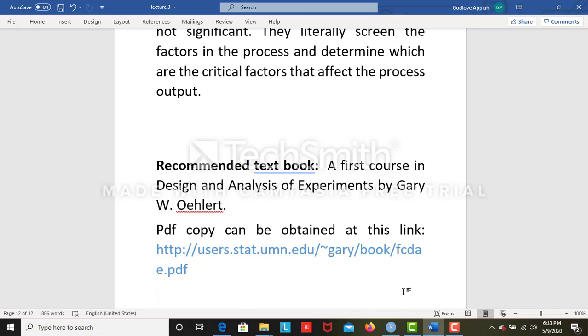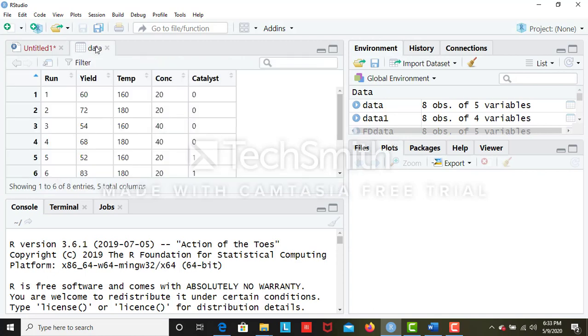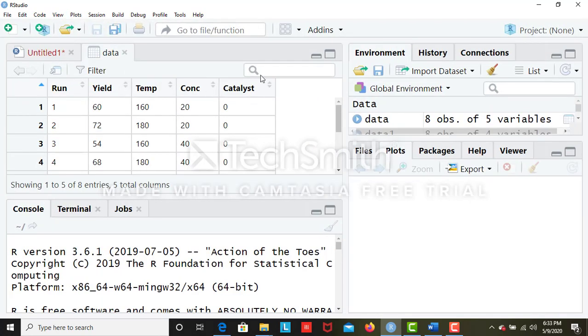So today's lecture is to look at the factorial design analysis in R. We're going to try to perform a factorial design analysis in R Studio. The data that we're going to be looking at is a very short data set. I've already imported the data here into R Studio. Let me make this bigger. Alright, I have this data set.